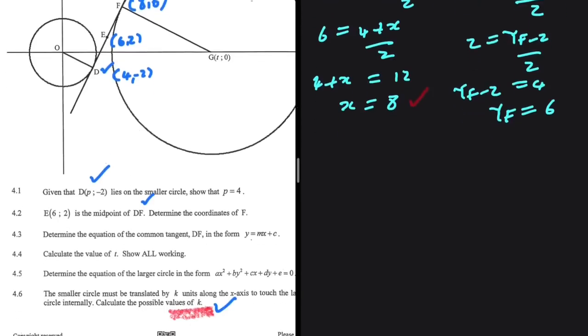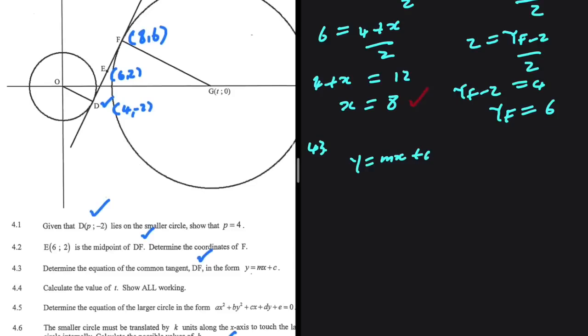Okay, let's do 4.3. Determine the equation of the common tangent DF in the form y is equal to mx plus c. We want the equation of DF. It's a straight line. We just need the gradient, substitute one point, and we are done. So let's find the gradient of FE. As all the coordinates are positive, they're easier to navigate. So y2 minus y1 divided by x2 minus x1, okay?